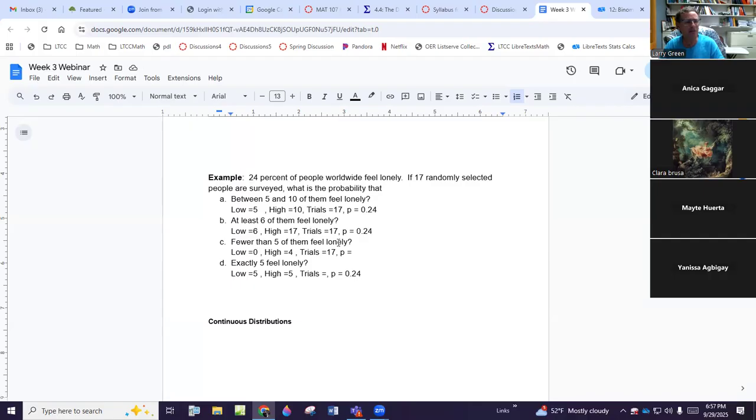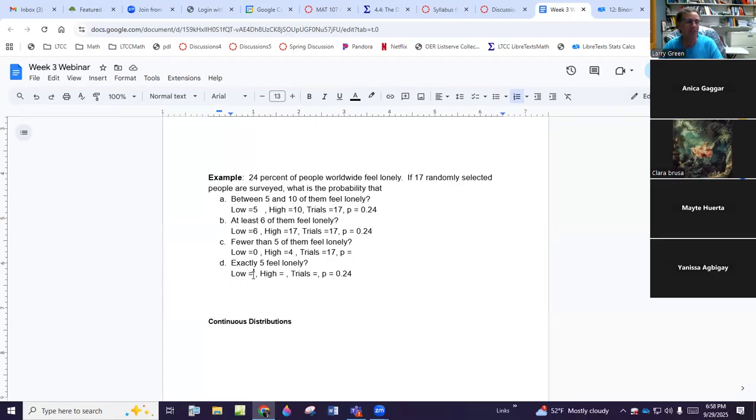How about fewer than five of them feel lonely? What's the low for fewer than five? Yeah, it's zero, because zero is the lowest number that's fewer than five to feel lonely. What's the high? Yeah, it's four. Notice, not five. Five is not fewer than five. A very common mistake is to not read the words. And trials and P are the same.